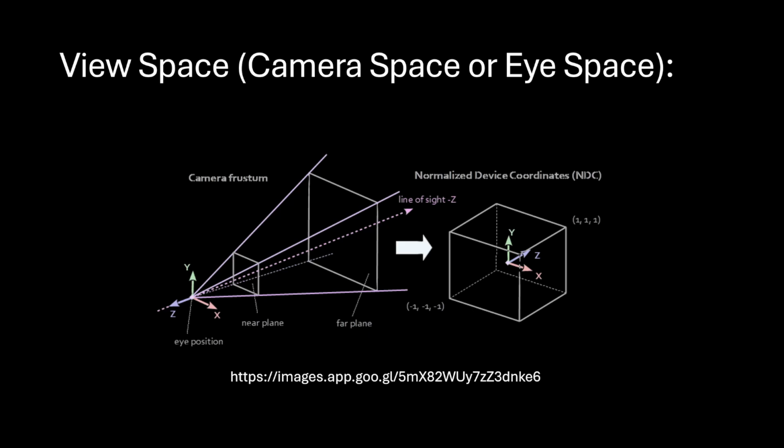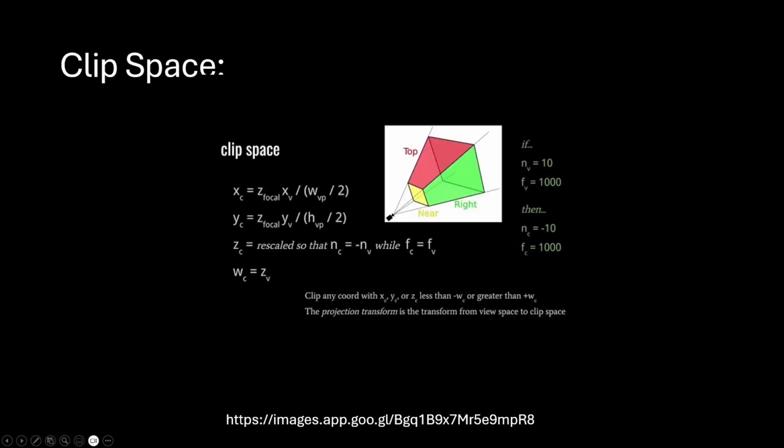Next one, we have view space, or the camera space, or eye space. View space is the coordinate system relative to the camera's viewpoint. Objects are transformed from world space to view space through a view transformation, positioning them relative to the camera, as you can see here. Next one is clip space. So what is clip space? These are the coordinates after applying the projection transformation. Objects are transformed from view space to clip space when they are prepared for clipping. Clipping is determining what is within the view frustum.